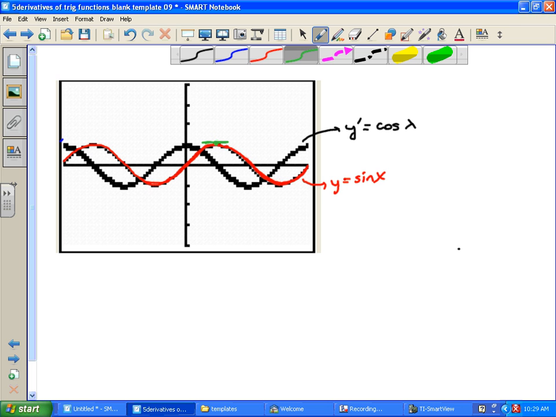So what is the slope right there? The slope right there is 0. So that means the derivative function should have a 0 at that point. And take a look, cosine function, sure enough, it crosses the x-axis. There is 0 at that point, right?